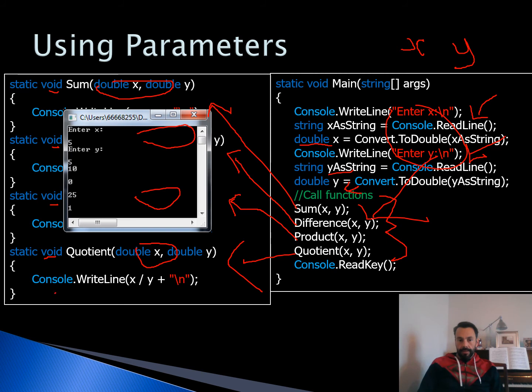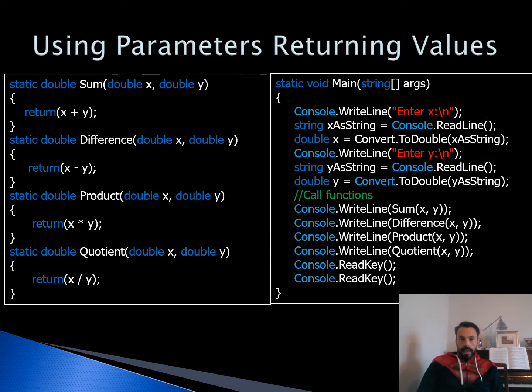So you're performing the functionality in here. Now, no return. This is using parameters with return values. So you're putting in the parameters, but you've also got a return value, or return type, of double. The exact same thing where you're entering an X and a Y, doing the conversion, and then you're calling all of these.